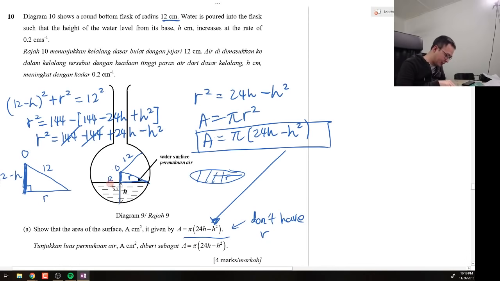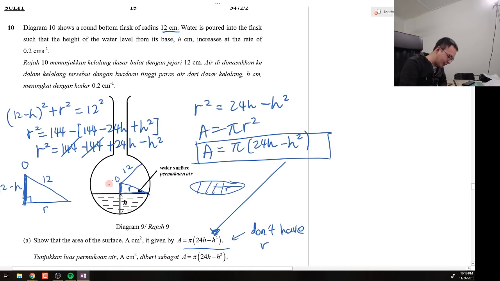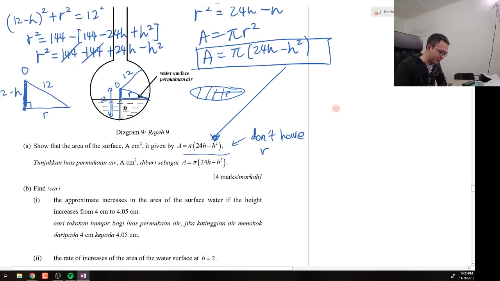A lot of students ask why it is 12 minus H. Try to imagine the height here is 12, so you minus the H in order to get this part. Let's say H is 10, then you will say here is 2, because 12 minus 10.